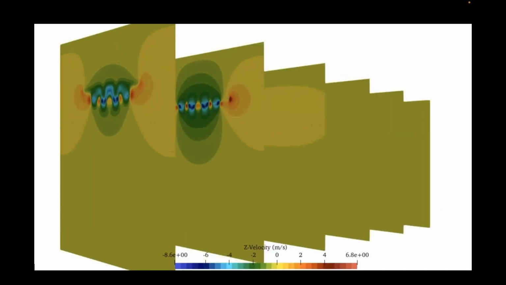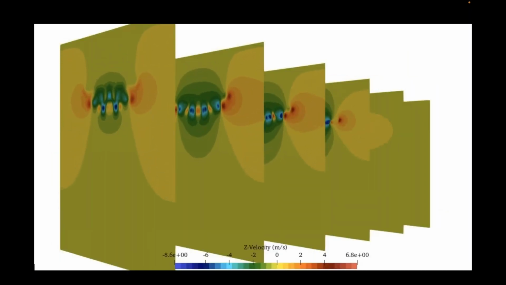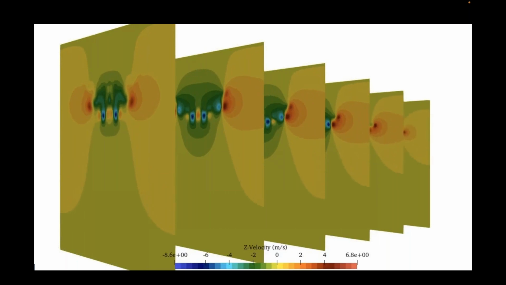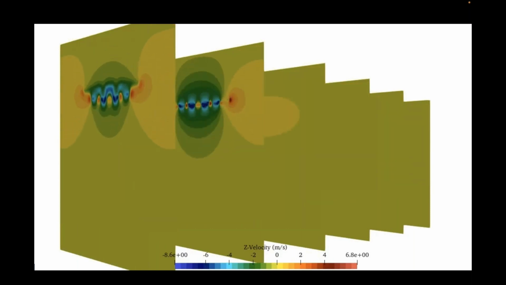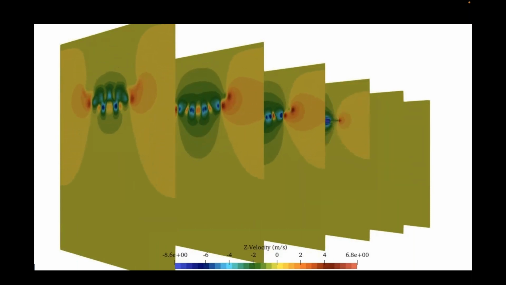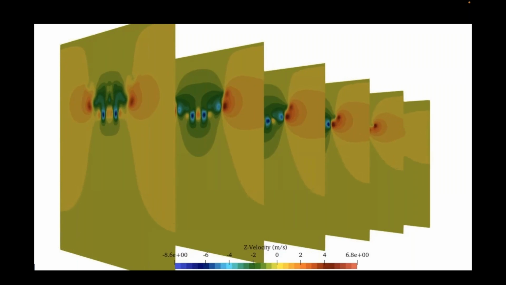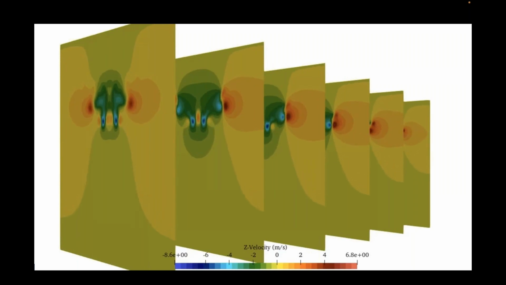Just a slightly different view of the same simulation, just so you can see the descent of the vortex pairs. You can see here they're moving down and they're slowly orbiting the tip vortex, and in time we'd expect them to eventually merge into two distinct counter-rotating vortices.